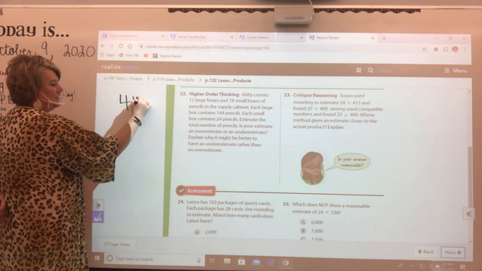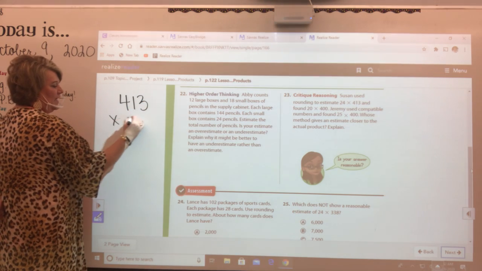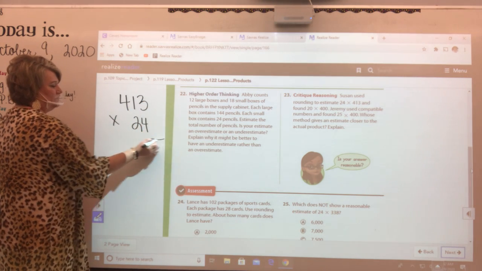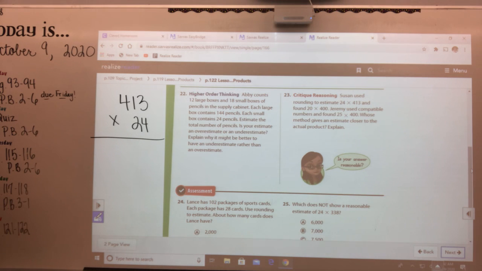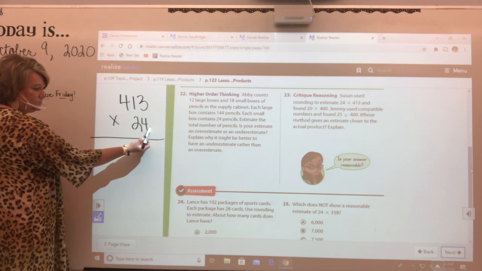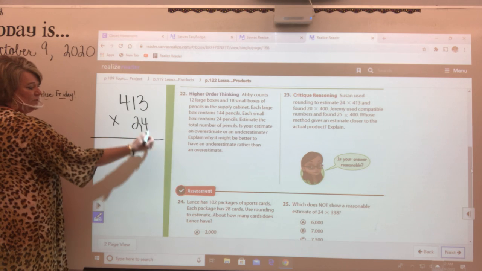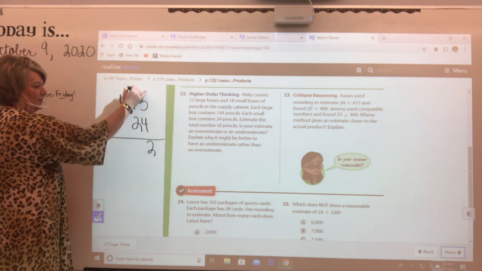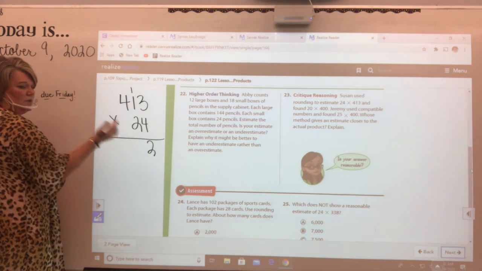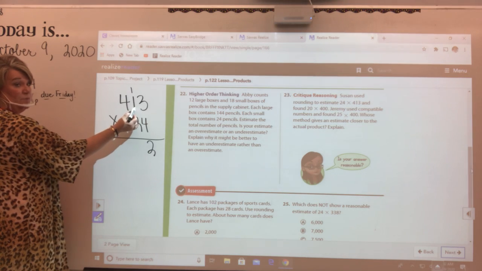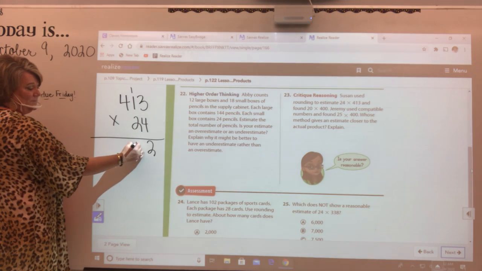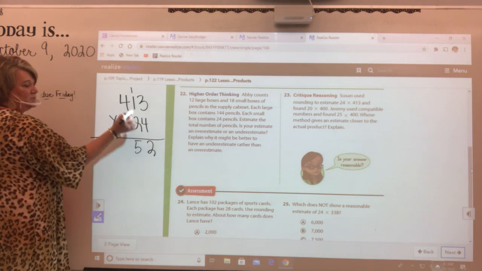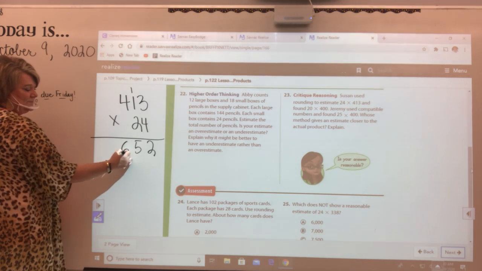So 413 goes on top and 24 goes on bottom, just like this. Come on, Kiara, write this. There's a way. Now, we haven't done this in 5th grade yet here, so let's refresh your memory. We're on 4. Help me. 4 times 3 is 12. Carry a 1. 4 times 1 is 4, plus that 1 is 5. 4 times 4 is 16.